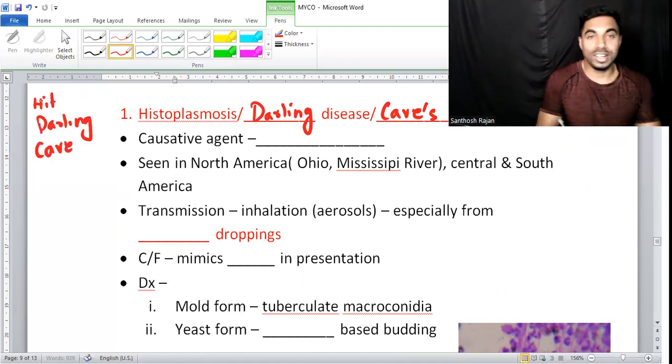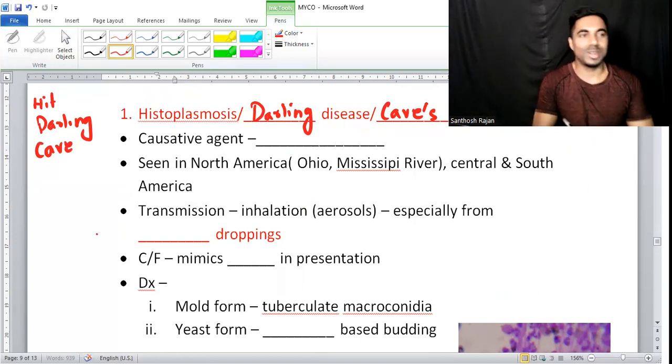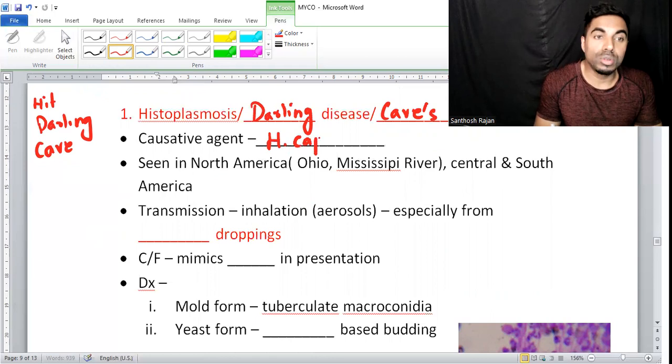Not that darling, Vibrio. Darling is about Vibrio cholerae, darting motility. That's a different story. Here you just hit the darling in cave. That's it. Then the causative agent is Histoplasma capsulatum.